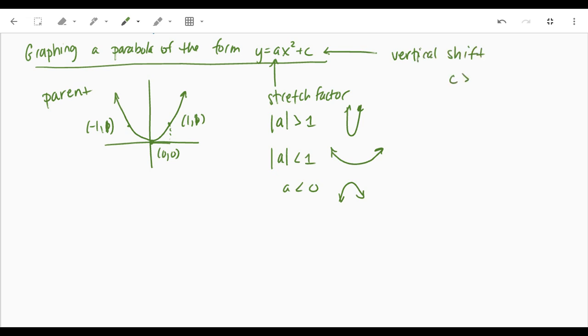If C is greater than 0, you go up. If C is less than 0, you shift it down. Okay, so let me get a good example here.